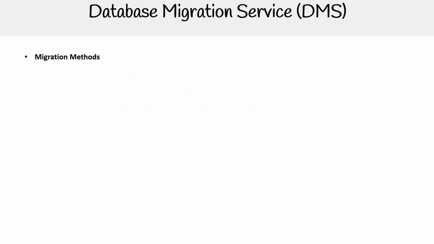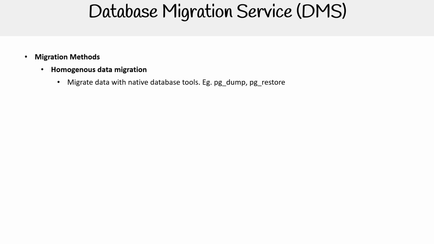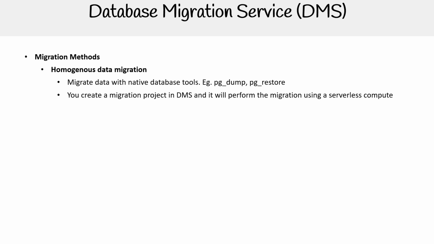Let's talk about the migration methods, as there are three that are possible. We have homogeneous data migration, which they don't show in the console as such. It's called, I think, migration tasks or something else. But the idea here is that you migrate data with native database tools, so using pg_dump or pg_restore, whatever those migration tools utilize. I would imagine this is probably limited to very specific relational databases like MySQL, Postgres, MariaDB. You create a migration project. That's what it's called, migration project in DMS. And it will perform the migration using serverless compute, and uses a pay-as-you-go model.